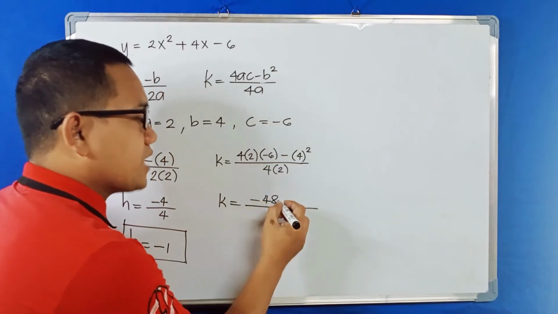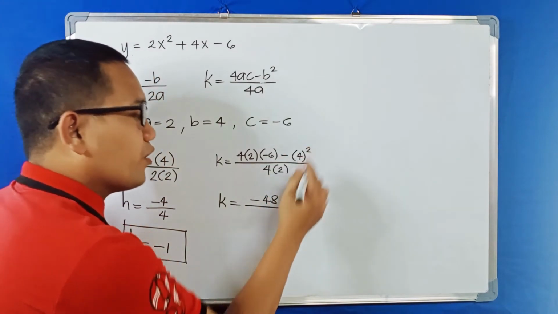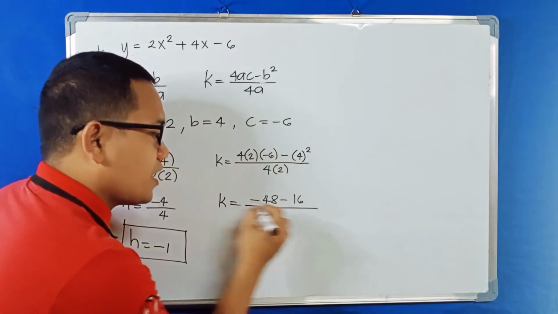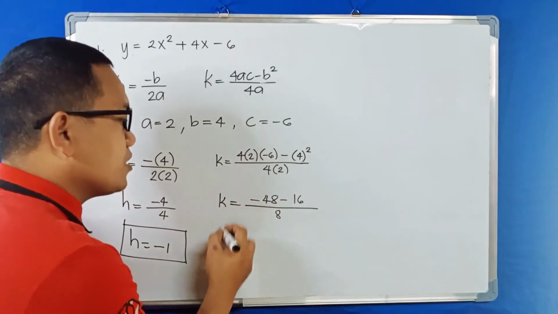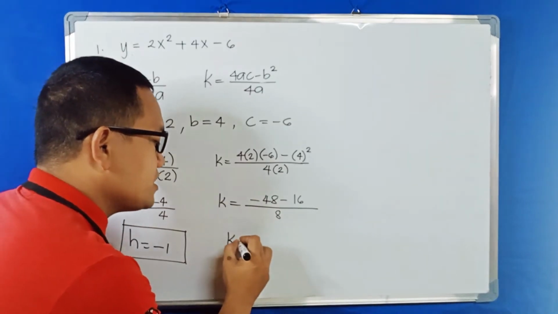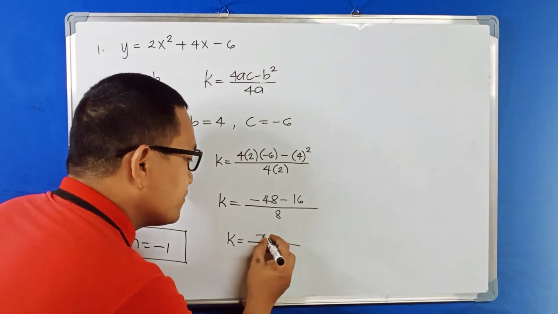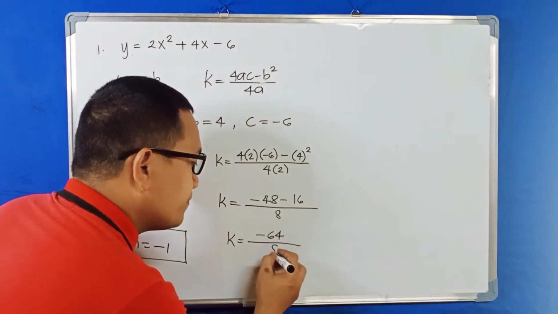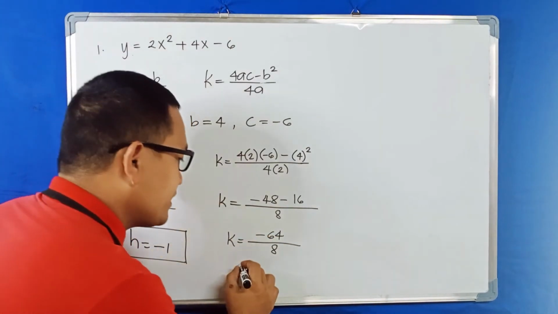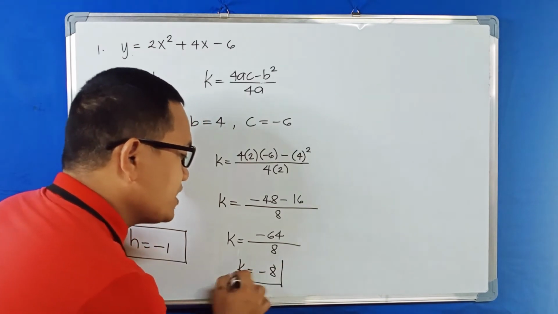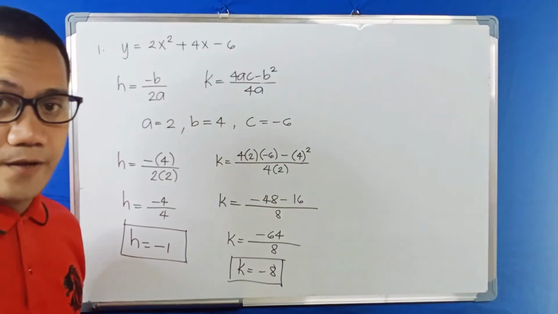And of course, copy the subtraction sign. Squaring 4, that is 16. 4 times 2, that is 8. Then let us simply combine our numerator. So k is equal to negative 48 minus 16, that is negative 64 all over 8. And our k here is equal to negative 8. So this would be our k.